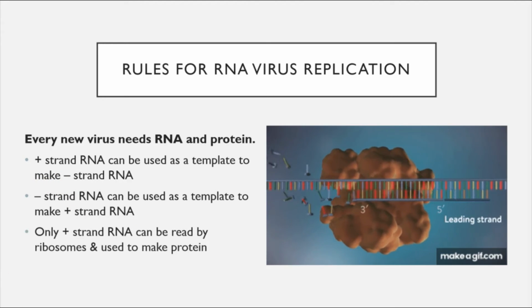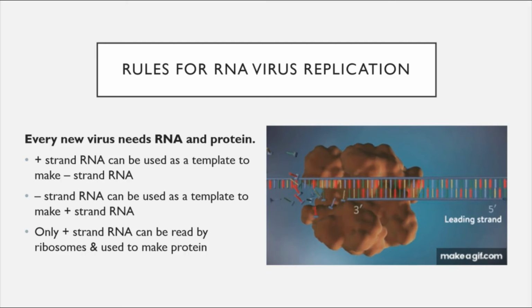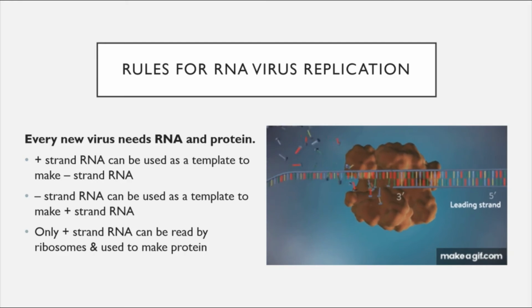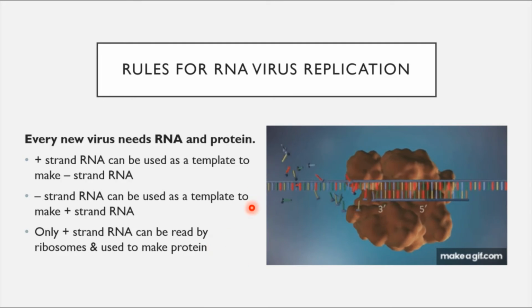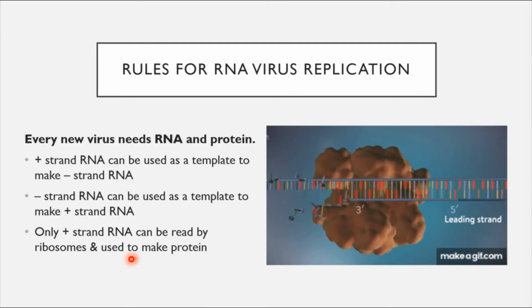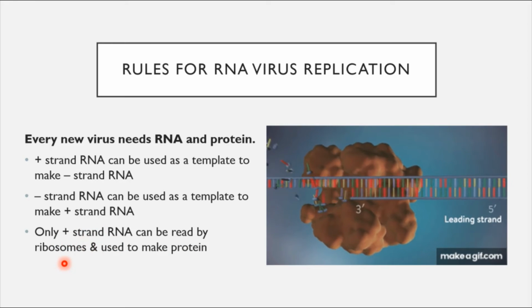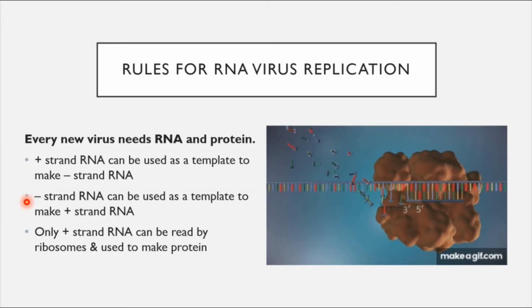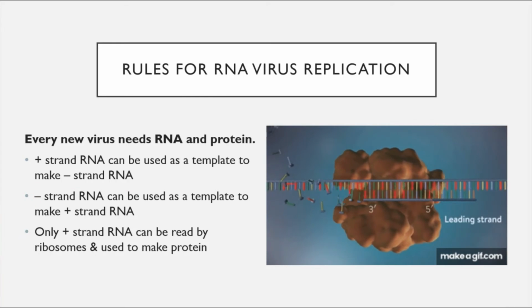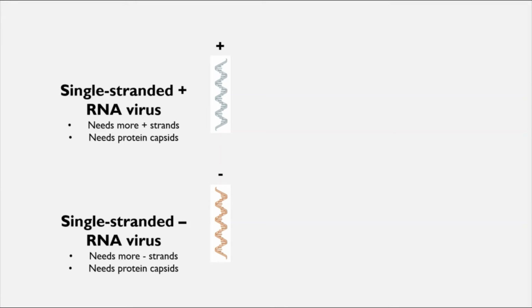However, only plus strands are able to be read by ribosomes and therefore used to make protein. Protein is essential for making the capsid, and so we need plus strands in order for the ribosomes to read them and make more protein, even if it's a minus stranded virus. So let's take a look at a comparison of how positive and negative stranded RNA viruses replicate based on these rules that we just went over.